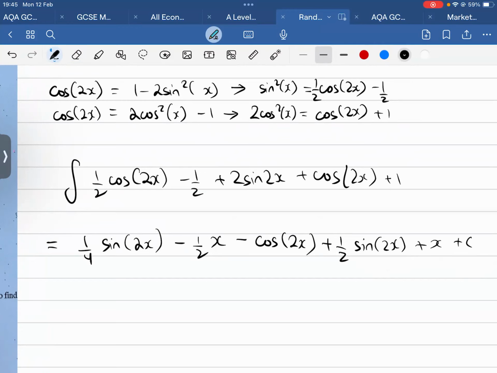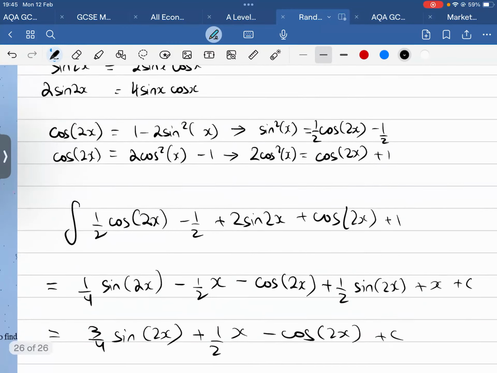Collect like terms. So you've got a quarter sine 2x and a half sine 2x. So that's 3/4 sine 2x. Minus a half x and 1x becomes plus a half x. And then minus cos 2x plus c. So that was the hardest one.